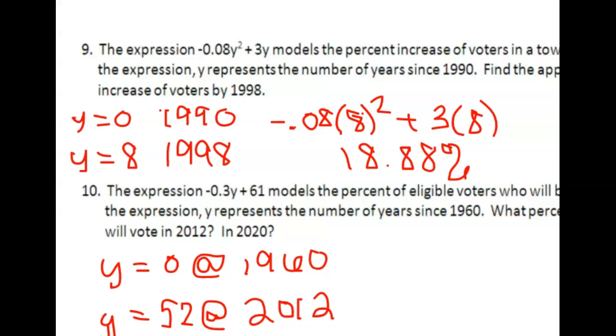And then we also want to know about 2020. So you subtract 1960 from 2020 and you get y equals 60. And then to get our answers, we would plug 52 and 60 into that given expression. And you got 45.4. And then if you plug in 2020, you get 43.